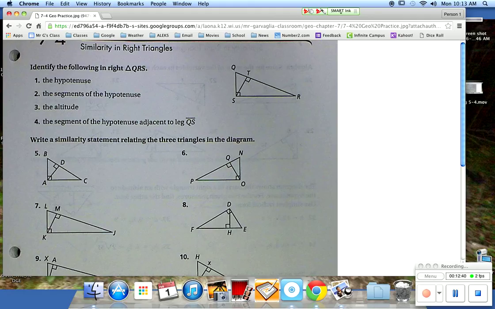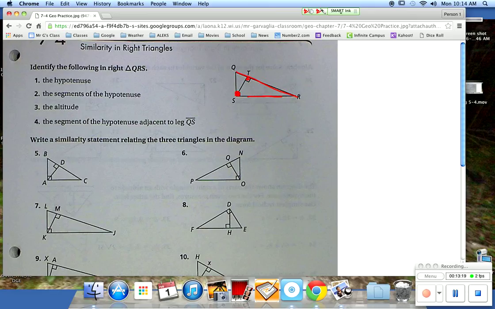The hypotenuse of a right triangle is always opposite the right angle. Could you close the door, please? Thanks. That is your hypotenuse. All right? So if I look at this right angle here for this triangle, this would be my hypotenuse for that right angle.